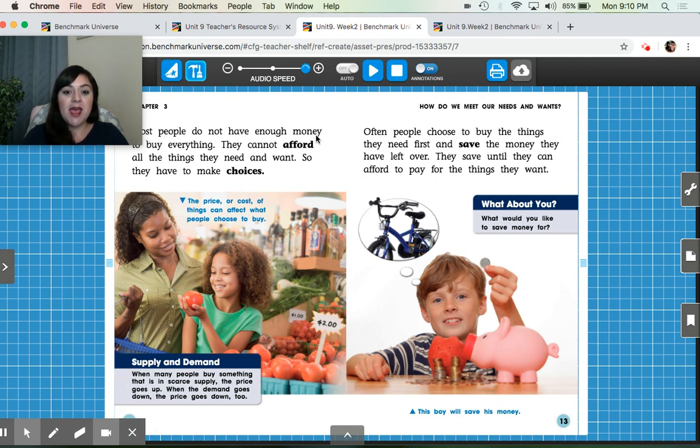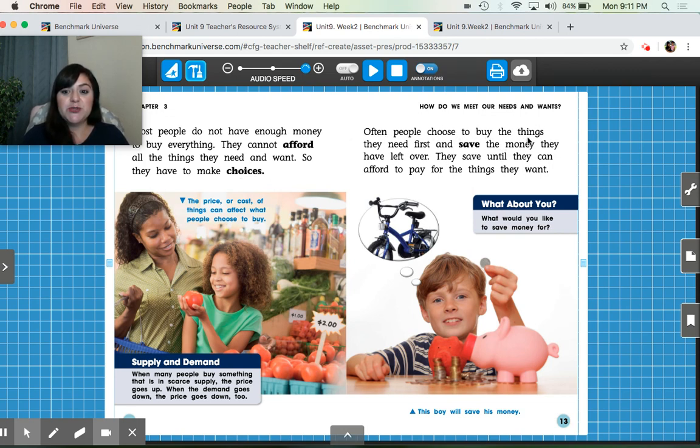Most people do not have enough money to buy everything. They cannot afford all the things they need and want. So they have to make choices. So we need to make a choice. When I go to the store, I want to get already all the toys I see. But I don't have enough money to afford that. So I need to make a choice. Do I buy Areli her diapers or do I buy her the toys she wants? I have to go with the diapers because she needs diapers right now. So I know in your family, you have to make choices too.